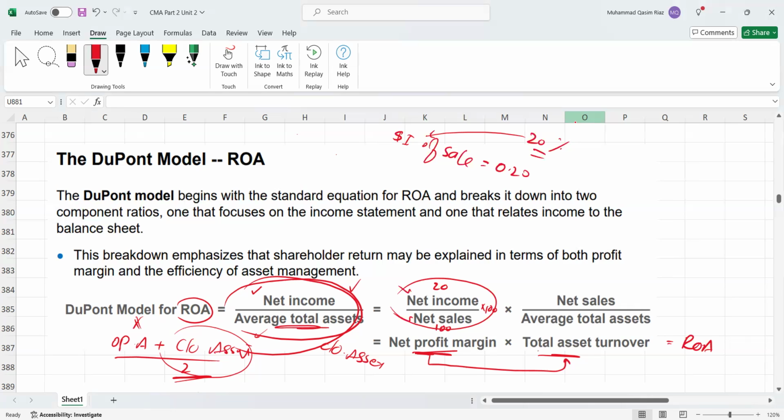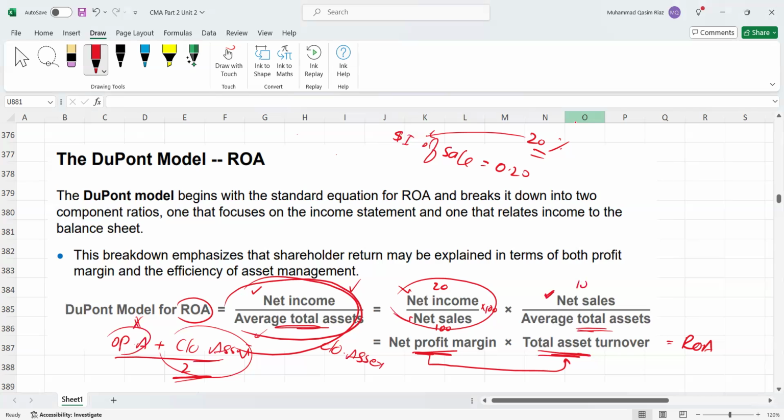On the other hand, we have the total asset turnover ratio. How is it calculated? The formula is net sales divided by average total assets. I already told you how to calculate the average total assets. You need opening assets, the total assets at the beginning of the year, plus closing assets at the end of the year, and divide by two. This will give you average total assets, right? So we have net sales as the numerator and average total assets as the denominator.